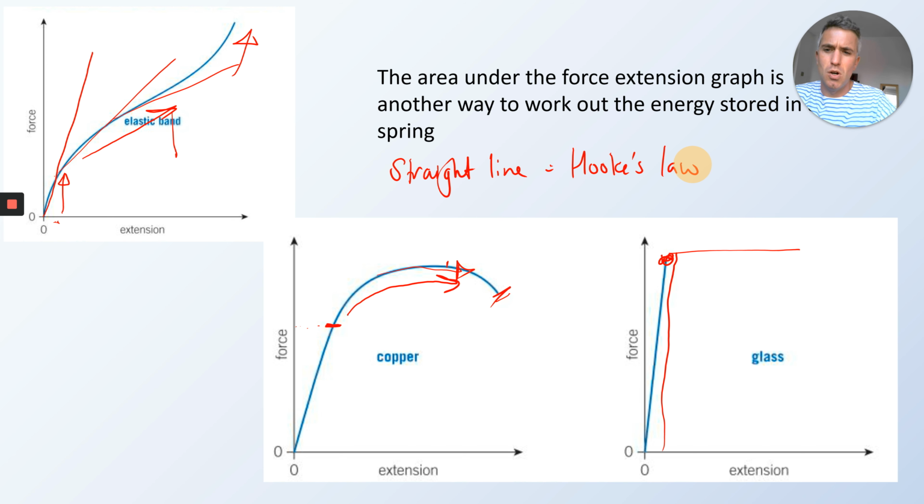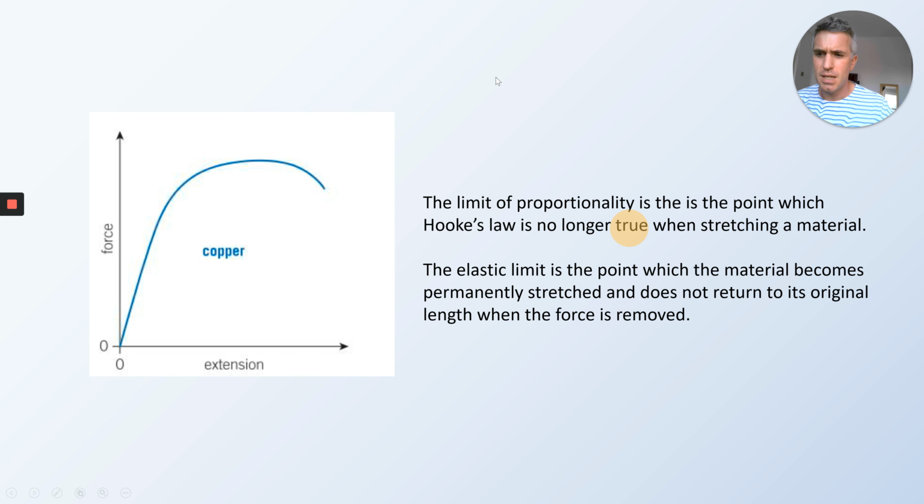Straight line, Hooke's law. If it goes horizontal, generally means it's plastic or behaving plastic. If it goes up, if it has no plastic, then it snaps. There's a couple of extra definitions.